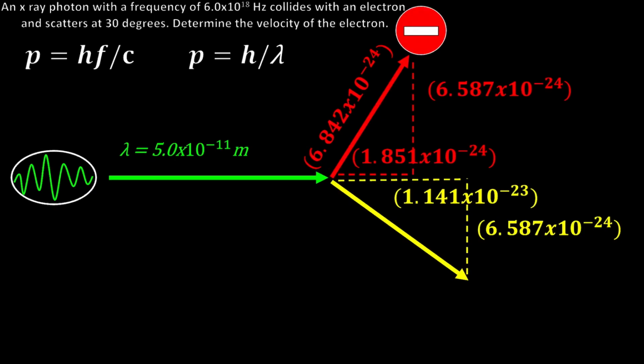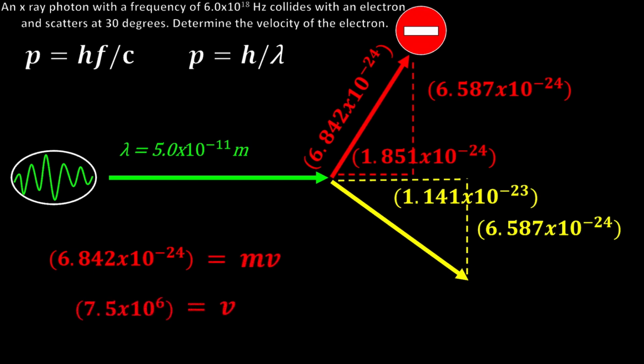Now we know that equals mv, and we just need to divide by mass. So I've simplified things a bit here. We have now that momentum of the electron is equal to mv. Now we just need to divide by the mass of an electron, which is 9.11 times 10 to the negative 31, and we get our answer of 7.5 times 10 to the 6 meters per second as our velocity.